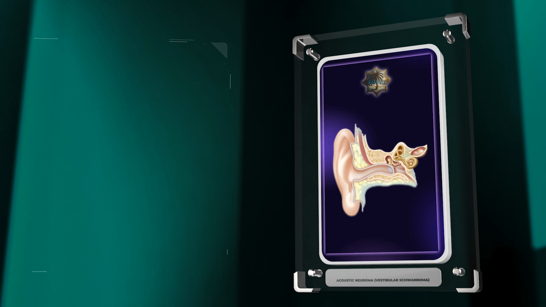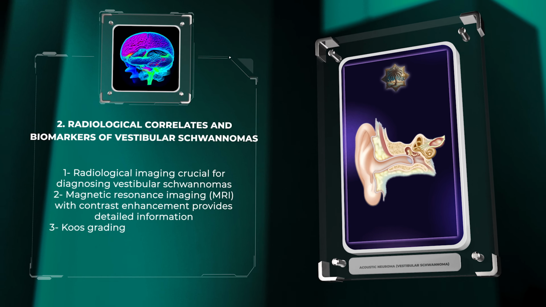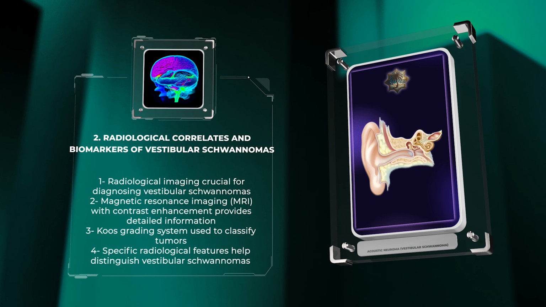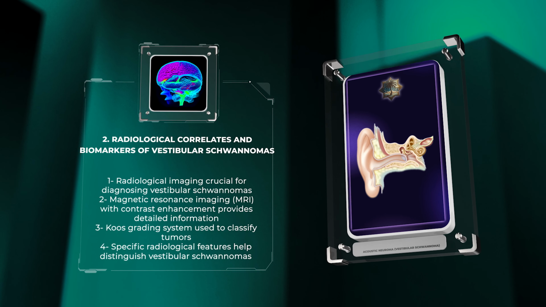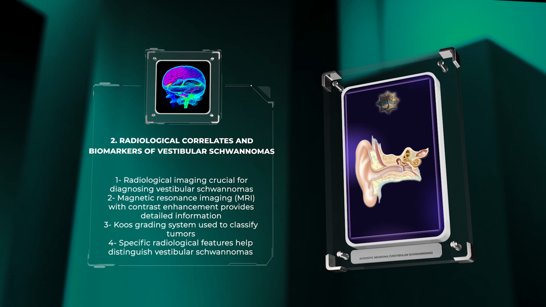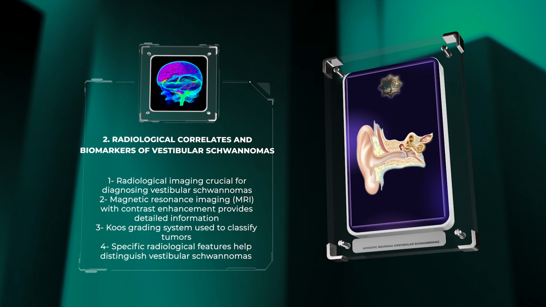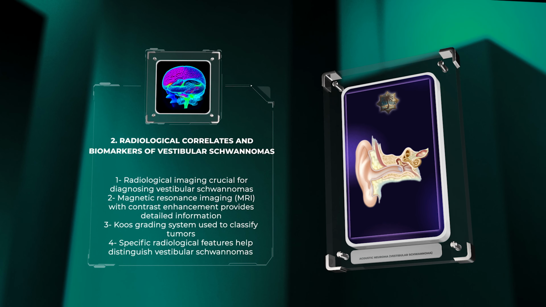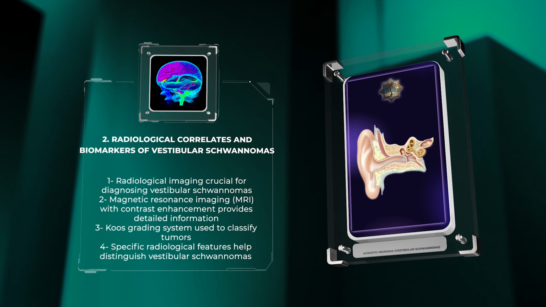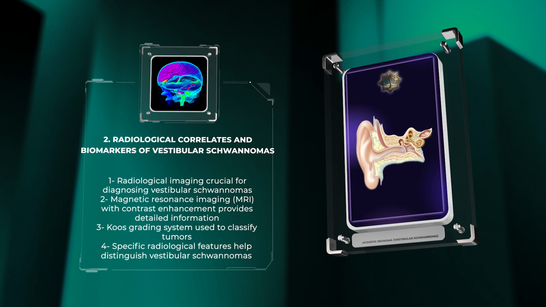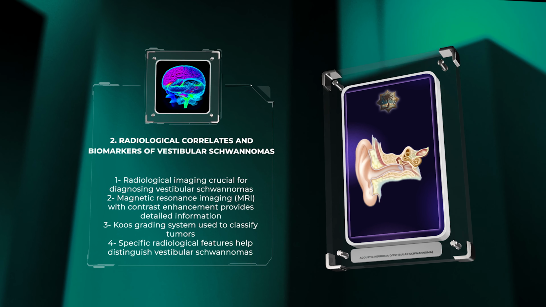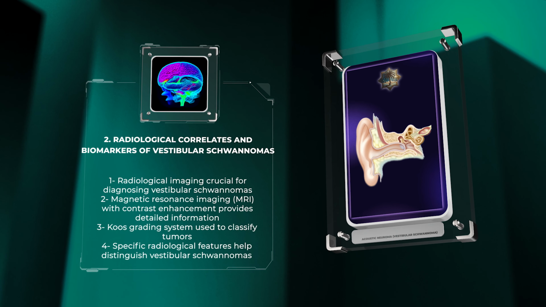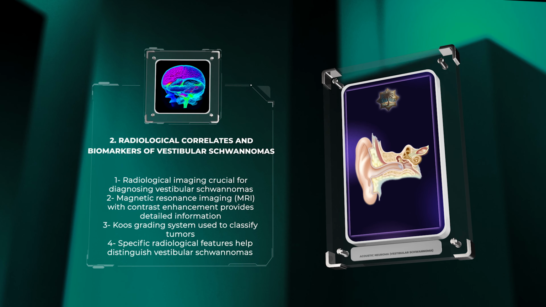Radiological imaging, particularly magnetic resonance imaging, MRI, with contrast enhancement, is crucial for diagnosing and monitoring vestibular schwannomas. MRI provides detailed information about tumor size, location, and its relation to adjacent structures. The Koos grading system is used to classify tumors based on their growth within the internal auditory canal and cerebellopontine angle. Specific radiological features, such as the presence of a dural tail, central necrosis, cystic components, and enhancement pattern, can help distinguish vestibular schwannomas from other conditions.